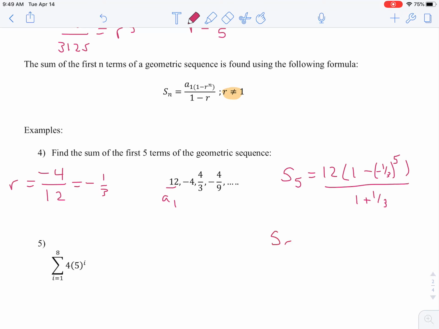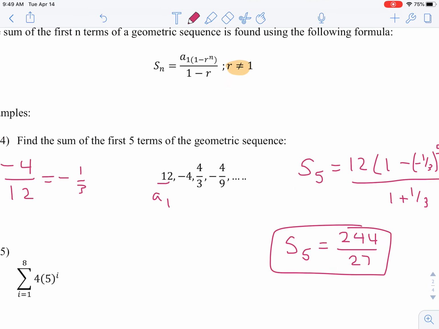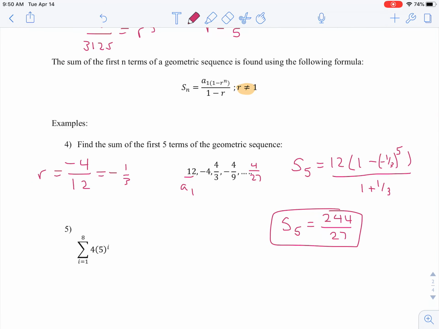You should end up getting here, the sum of the first 5 terms is 244 over 27. And again, you could just find the next term, which if we multiply by negative 1/3 would become a positive 4/27, so you could add those. So 12 plus negative 4 plus 4 divided by 3 plus negative 4 ninths plus 4 27ths. And you find out you get the exact same thing.